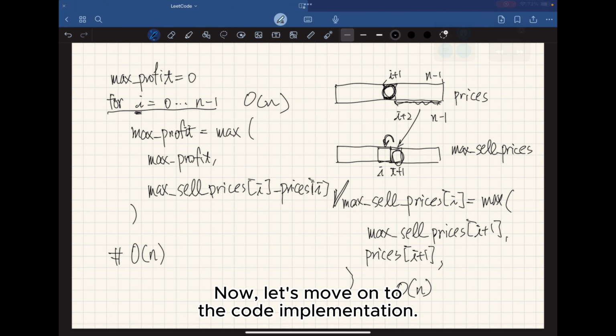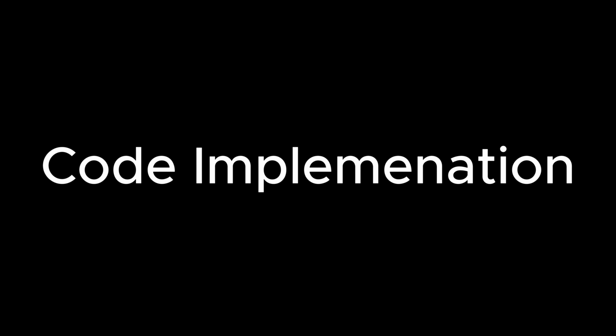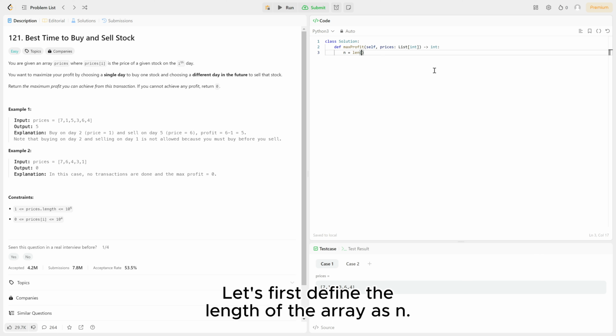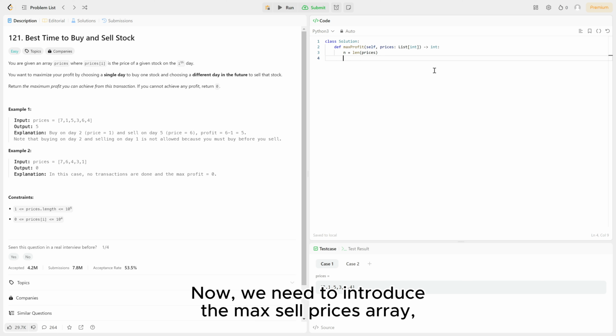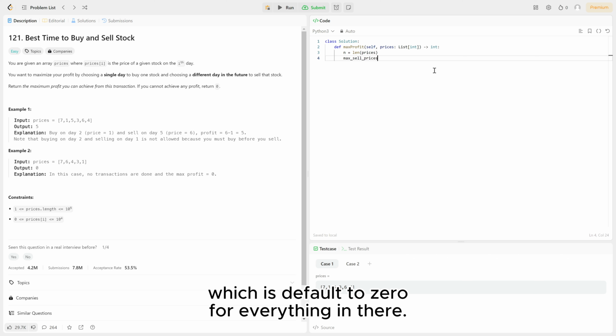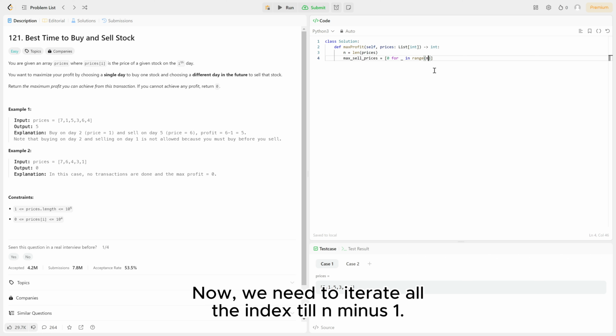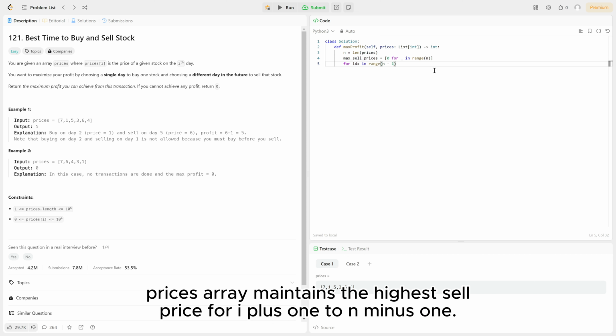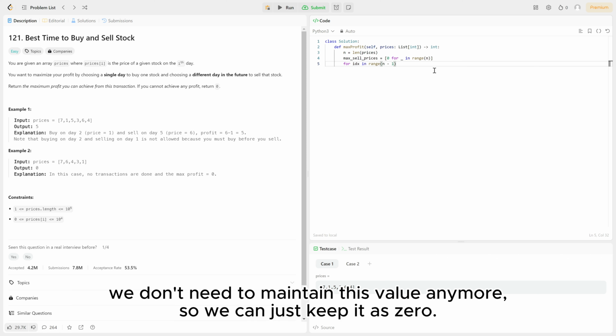Now let's move on to the code implementation. We are going to mainly write down the pseudocode that we discussed earlier. Let's first define the length of the array as n. Now I'm going to introduce the max sell prices array, which is default to 0 for everything in there. Now I need to iterate all the index till n minus 1. The reason that we don't care about the last max sell prices is because the max sell prices array maintains the highest sell price from i plus 1 to n minus 1. In other words, at the very last day, we don't need to maintain this value anymore. So we can just keep it as 0.